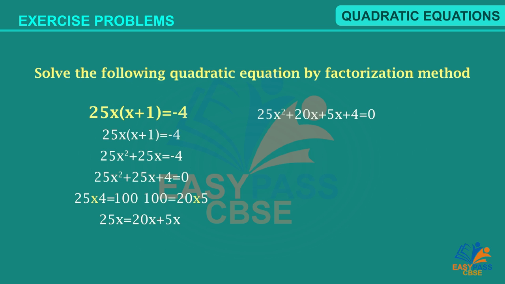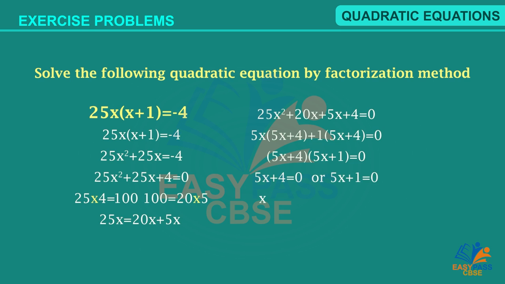From the first two terms, we can take 5x common. We get 5x plus 4. And we need the same 5x plus 4 in the second bracket also. The only option is to take 1 as common. So plus 1 times 5x plus 4. So we have 5x plus 4 times 5x plus 1 equal 0. Therefore, x is equal to minus 1 over 5, or x is equal to minus 4 over 5.